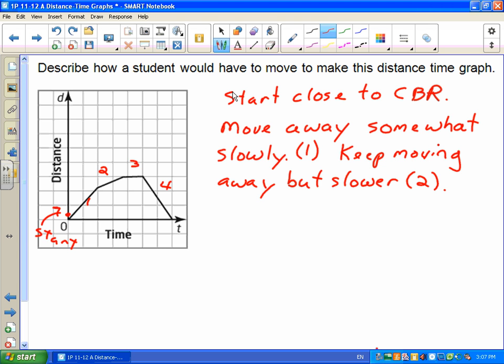Okay. What are they doing in section 3, Riley? Okay, so we can say then they stop. And what about that last section, section 4? Are they moving away or towards? They're moving towards it. Yeah. So then they move towards.